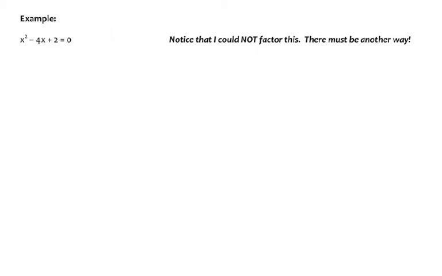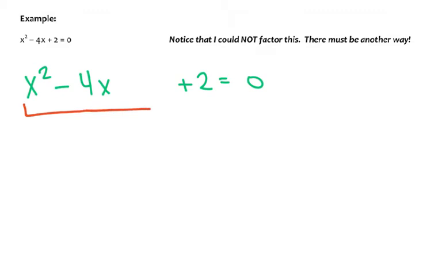So what we're going to do is take this equation, and the first thing we're going to do is take the first two terms, the x squared and the x, and kind of separate those, so I'm going to put the plus 2 over here. Just kind of spread it out. And then I'm going to take this part of it and complete it so that it's a perfect square trinomial.